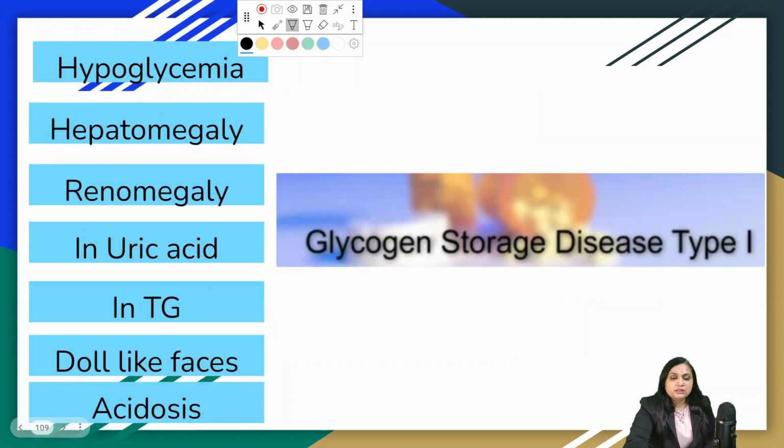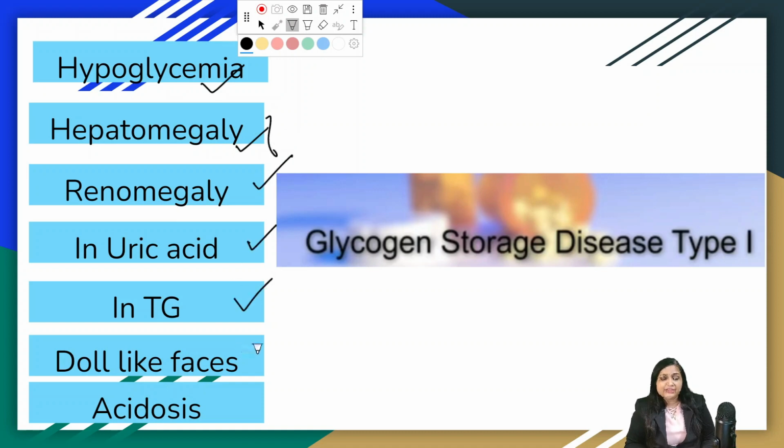In von Gierke disease, as there is no enzyme glucose 6 phosphatase, no glucose is formed from the glycogen, so it will present as hypoglycemia. As the excess glycogen is stored in the liver, it will lead to hepatomegaly, renomegaly, there will be increased uric acid, increase in triglyceride, the face will be doll-like, and there will be a presence of acidosis. This is the classical presentation of type 1 GSD.